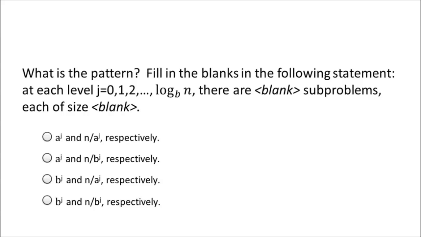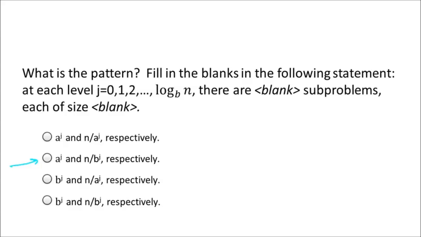So the correct answer is the second one. At level j of this recursion tree, there are a to the j subproblems, and each has an input of size n over b to the j. First of all, why are there a to the j subproblems? Well, when j equals 0 at the root, there's just the one problem, the original invocation of the recursive algorithm, and then each call to the algorithm makes a further calls. For that reason, the number of subproblems goes up by a factor of a with each level, leading to a to the j subproblems at level j.